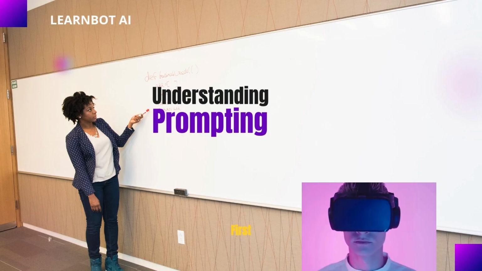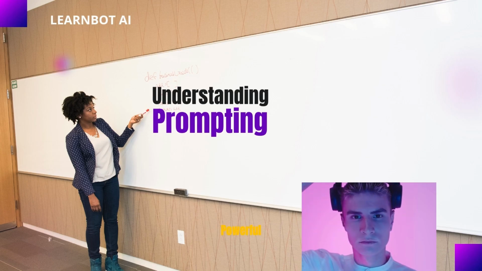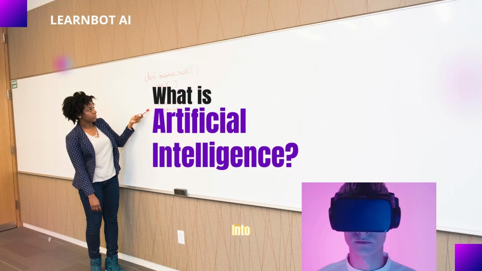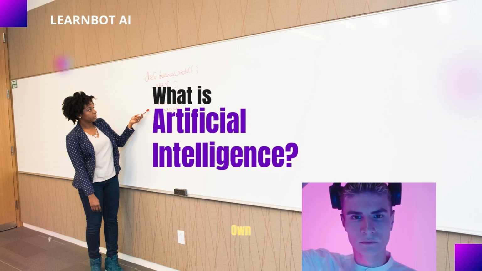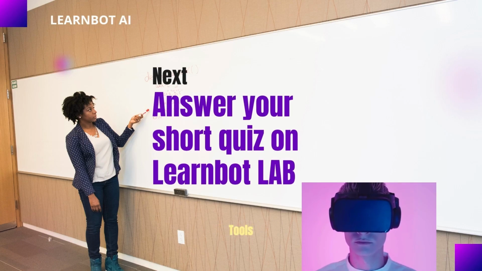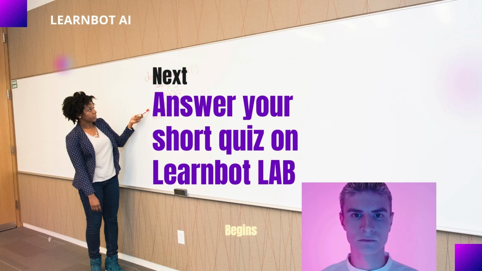You've just taken your first step into the world of AI and image generation. Well done. You've seen how powerful AI can be, and how it's shaping creativity all around us. But we're just getting started. In the next session, you'll dive into hands-on practice, where you won't just learn about AI, you'll actually use it to generate your own images. You'll experiment with prompts, play with creativity, and bring your ideas to life using real generative AI tools. Before then, try out your short quiz on LearnBot Lab to test your understanding from today. Get ready, because day 2 is where the real magic begins.